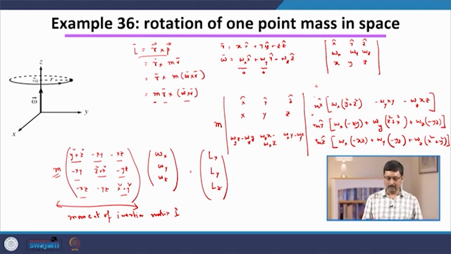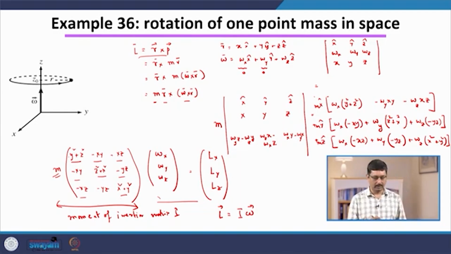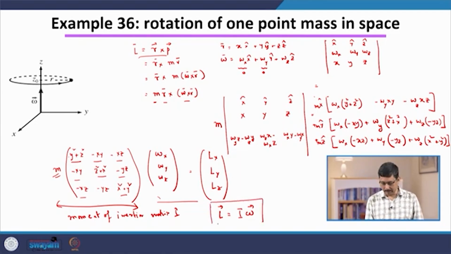This is a general definition. So, what we have is L equals a matrix times a vector, and this is the mathematical reason: if you multiply a vector with a scalar, then the direction of the product and the direction of the vector are the same. But if you multiply a vector with a matrix, then the result is also a vector, but this resultant vector need not be in the same direction as the original vector. So, this is a matrix equation.